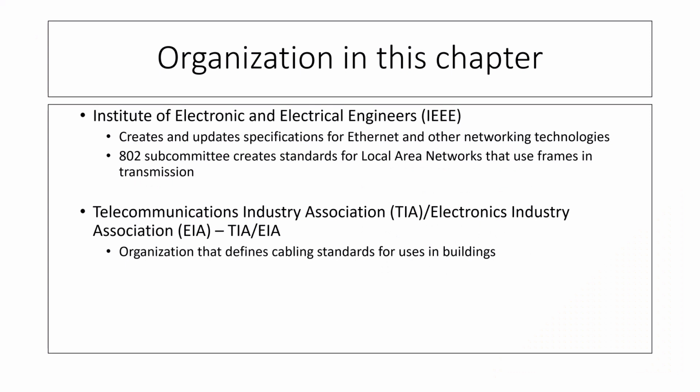Two organizations you'll hear in networking, especially when talking about cable and layer 1 and layer 2 networking, are the Institute of Electrical and Electronics Engineers, or the IEEE. The IEEE is responsible for creating and updating specifications for Ethernet and other networking topologies. The 802 subcommittee creates our standards for our frame types. The Telecommunications Industry Association and the Electronics Industry Association, the TIA and EIA, are responsible for defining cabling standards.